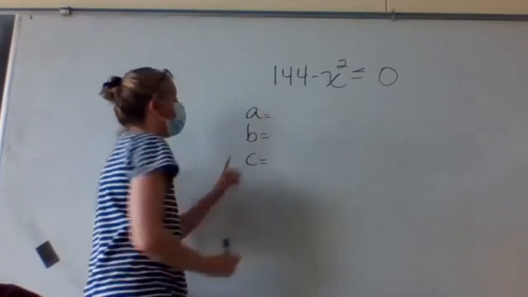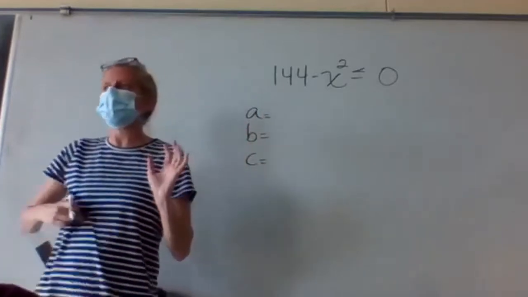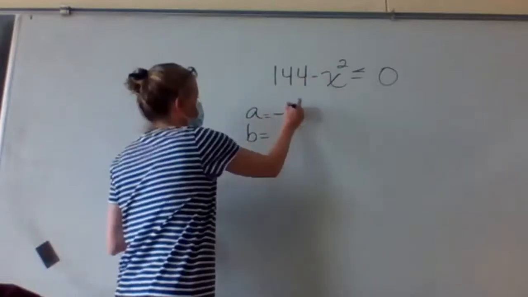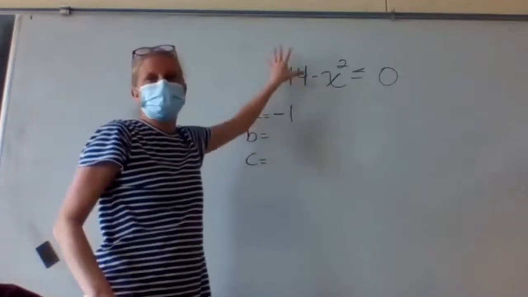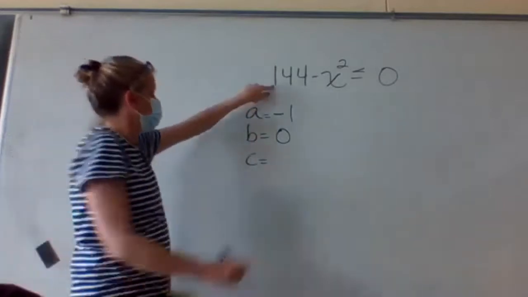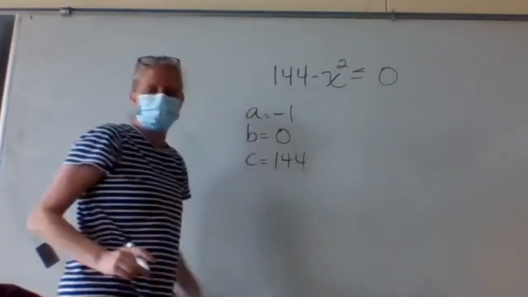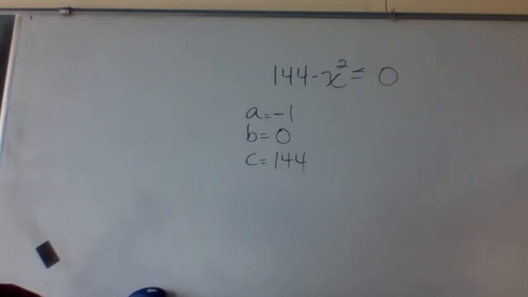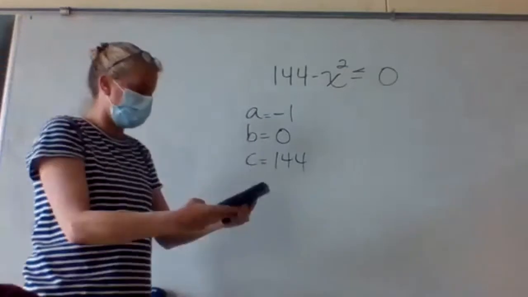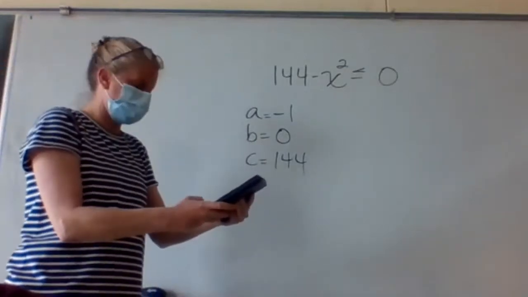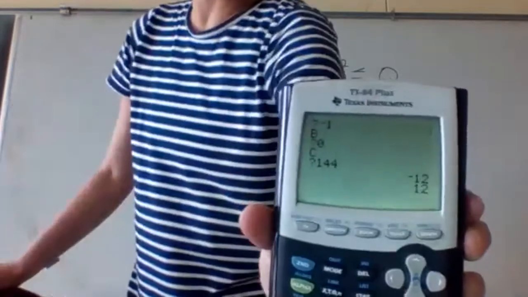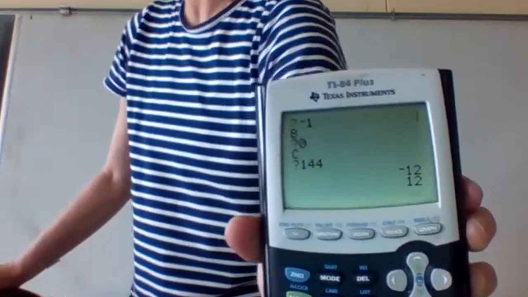Just be careful. It doesn't matter where it is. A is the number in front of your x squared, which would be what? Negative 1. B is the number in front of x. I don't see an x, so it'll be 0 again. And C is my constant, which is positive 144. So if I put those numbers in, my A is negative 1, my B is 0, and my C is 144. There's my two numbers, negative 12 and positive 12.